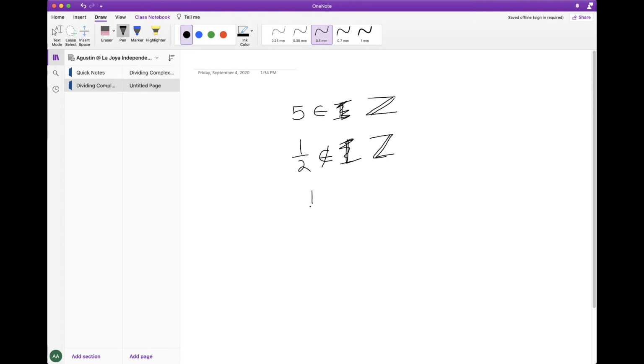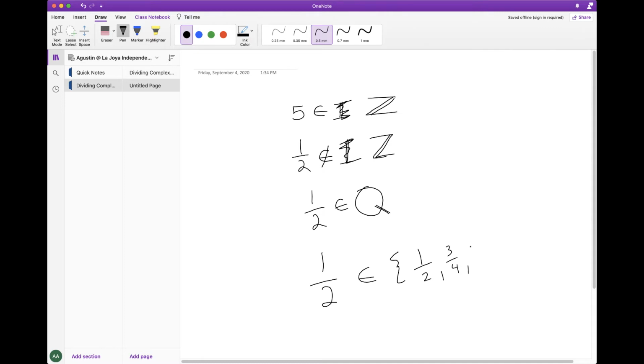This 1/2 actually belongs to the rational numbers, and I believe that's a Q-looking symbol. Okay? The symbol is not that important. You could just write something like this and say it belongs in here, which would be kind of obvious. If you see it, it's in there for sure. So this just means that it belongs to the set.